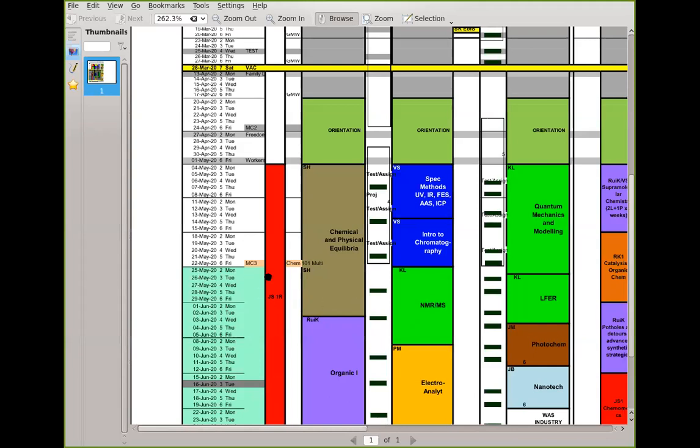We're on the 25th of May now, and we have completed the QM modeling course. The linear free energy course then runs through, I think, to about Wednesday the 3rd of June. So it's about a week's course, and it's a very different set of work to what we had before.